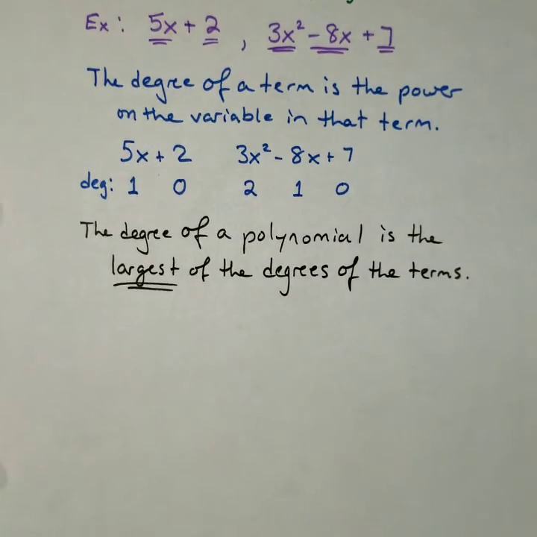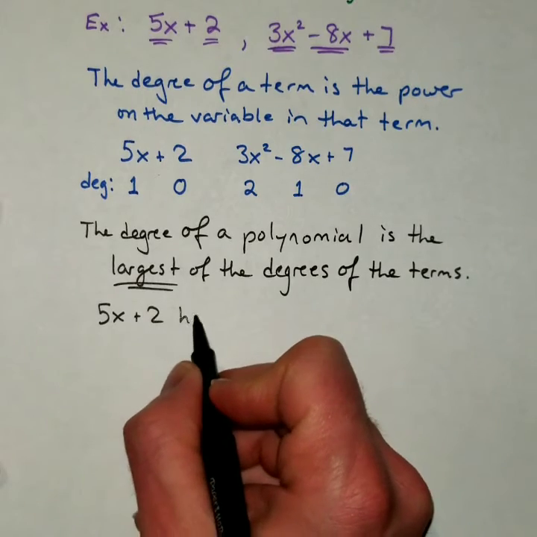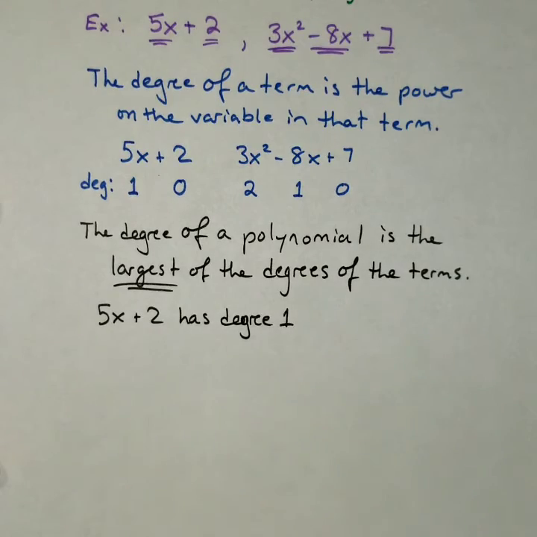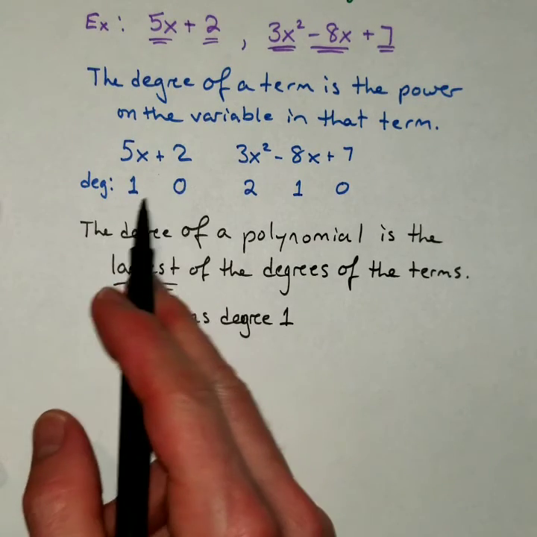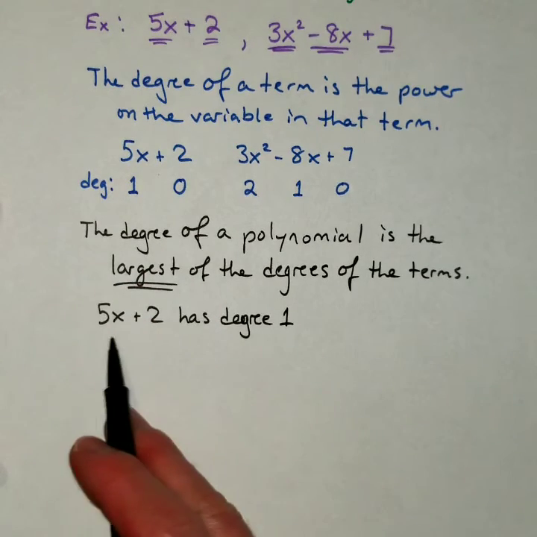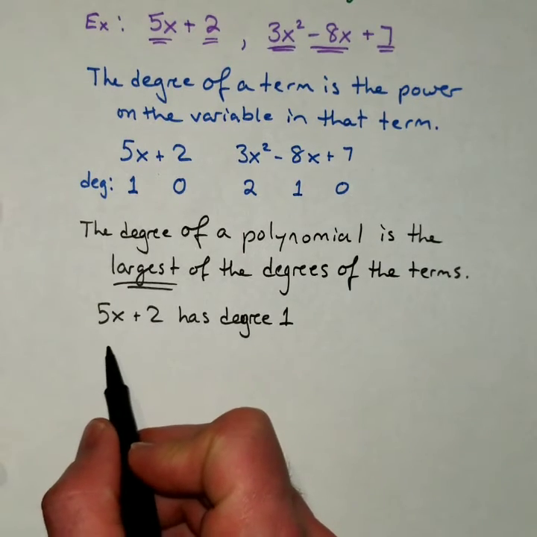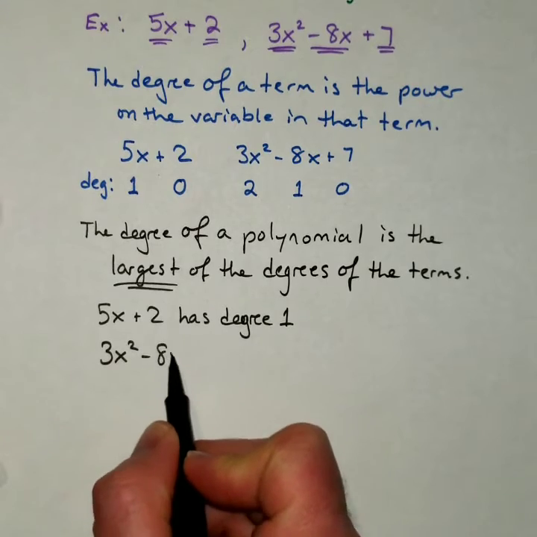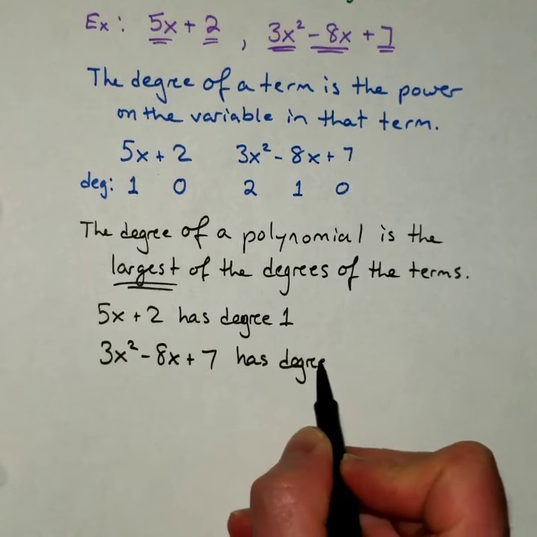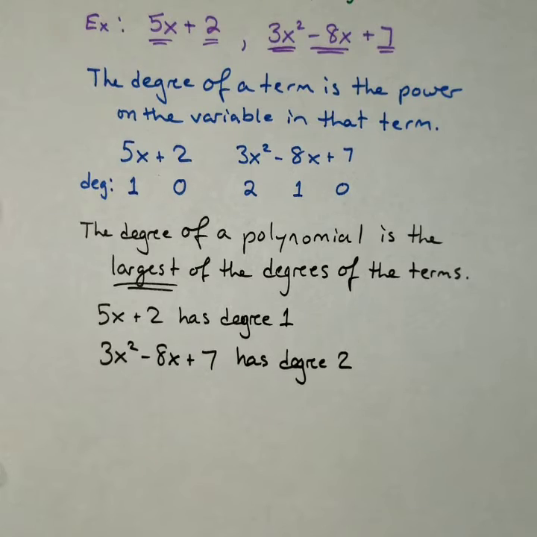So for that first example, 5x plus 2 has degree 1. It's the largest of the two, right? The terms had 1 and 0 respectively, and so the polynomial itself would have degree 1. It's the power of the largest one. 3x squared minus 8x plus 7 has degree 2, because 2 is the largest power. It's the largest degree of the terms.